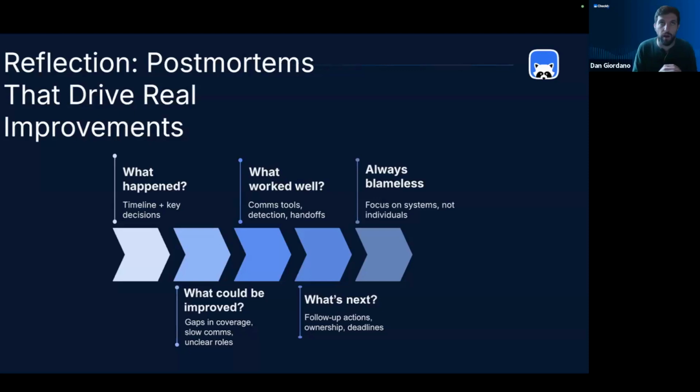So maybe a gap in monitoring that we had, maybe something we could have been monitoring would have picked that up earlier. Maybe there was slow communication to customers because no one took the ball and ran with it. But we want to talk about really what we can improve and what went wrong. We also want to talk about what went well.